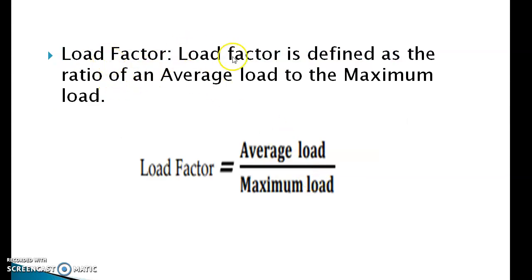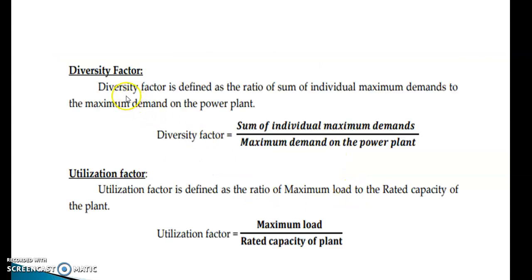Next factor is load factor. The load factor is defined as the ratio of average load to the maximum load. Mathematically, load factor is equal to average load by maximum load. Next, diversity factor. The diversity factor is defined as the ratio of sum of individual maximum demand on the power plant. Diversity factor is equal to sum of individual maximum demand to the maximum demand of the power plant.